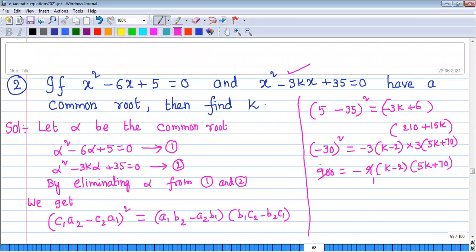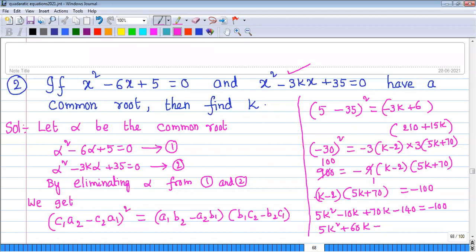9 1 ja 900. So we can write like this, k minus 2 into 5k plus 70 equals to minus 100. Or we can simplify this one. 5k square minus 10k plus 70k minus 140 equal to minus 100. This will be 5k square plus 60k minus 140 plus 100 plus 40 is equal to 0.